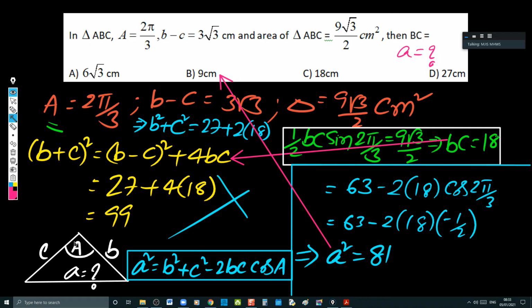Remember always: according to the data given, you have to understand which formula to apply. When two sides and the included angle are given, apply the cosine rule. The cosine rule is a square equals b square plus c square minus 2bc cos A. I substituted the data I have and got a equal to 9. That's it.